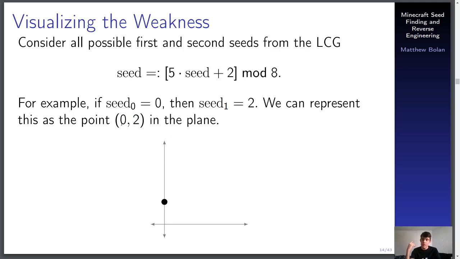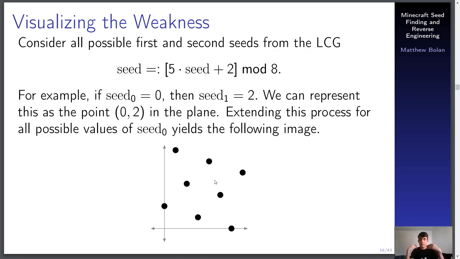Okay, so here we can see the point at seed 0 equals 1. Our LCG spits out 2. And I've not bothered labeling the axis, but 0, 2, I think you get it. And we can do this for all the seeds we have in the LCG, right? So we can extend this process.